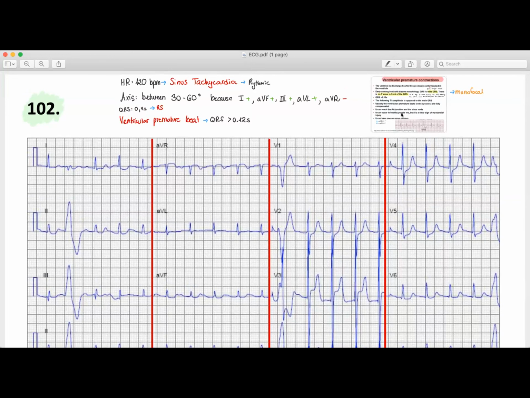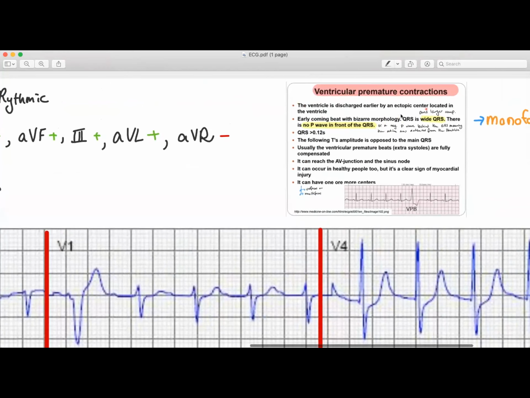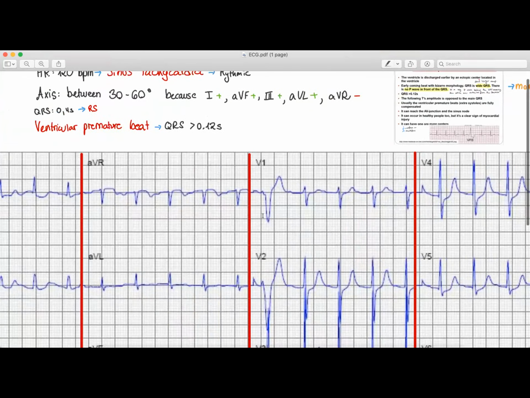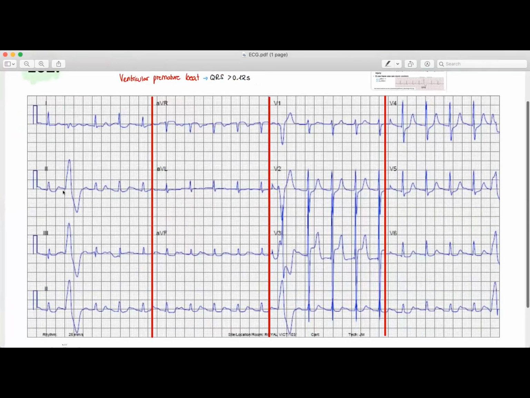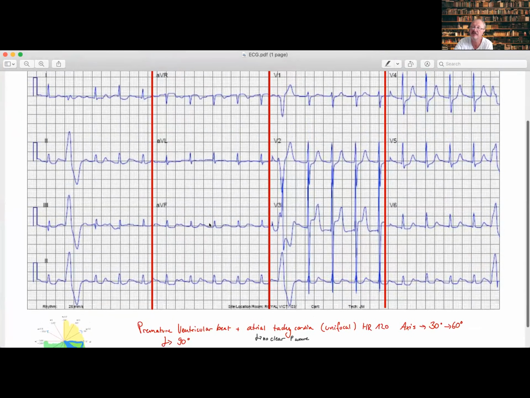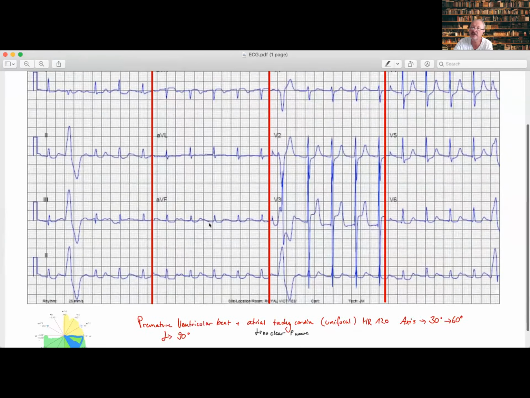Okay. And I also went based on your video, and I think it's the monofocal one because it's only one and then doesn't continue. Yeah, they look the same, especially the shape. Okay, very good.